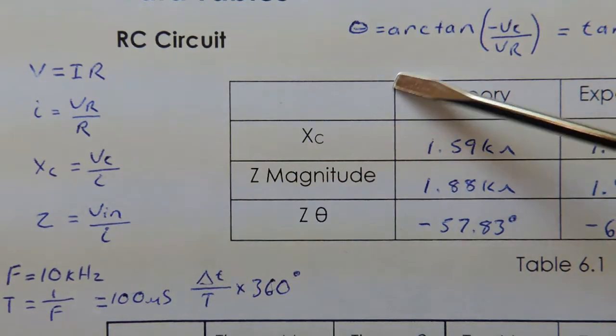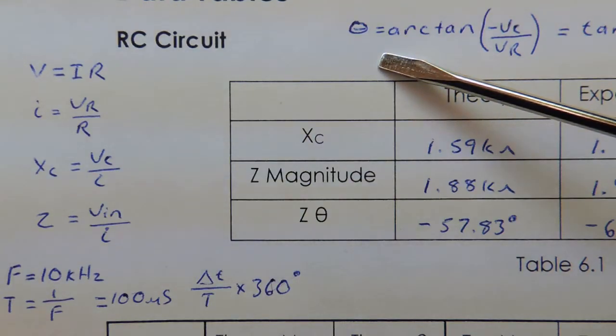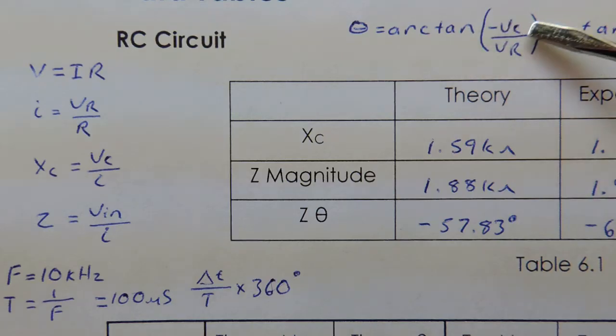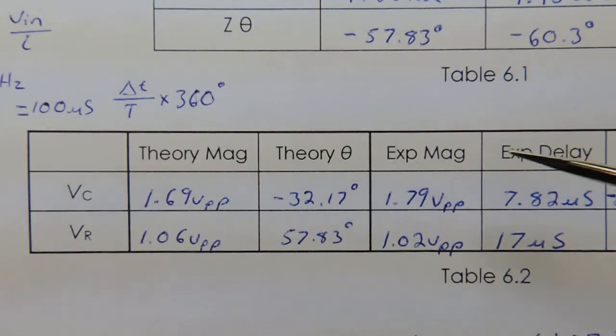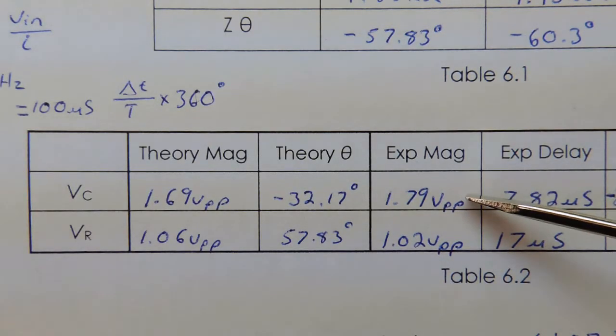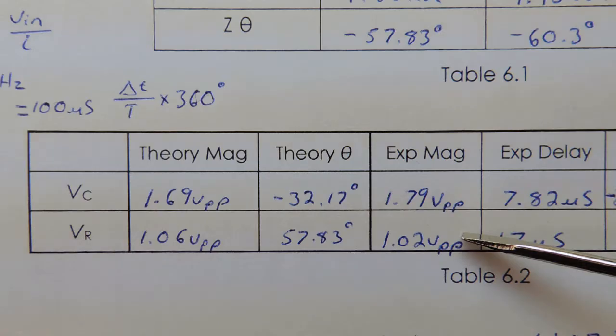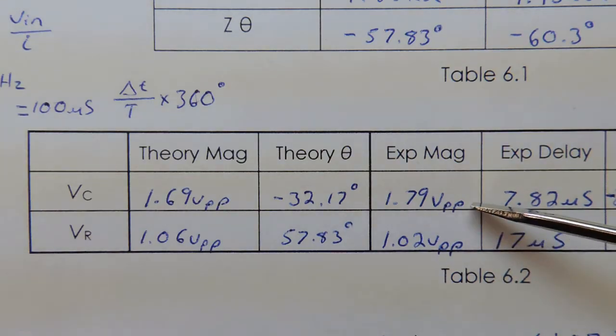Now, I don't think I gave you this formula, but for the phase angle, theta, it's equal to arctan of minus VC divided by VR. So now I'm going to plug my measured values and my experimental magnitudes into these formulas to get my results. So for VC, my experimental magnitude was 1.79 volts peak to peak, and VR was 1.02 volts peak to peak. So keep in mind we recorded these as peak to peak values, so our results will also be peak to peak.